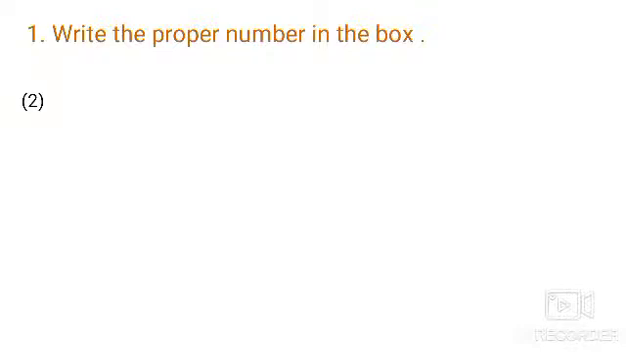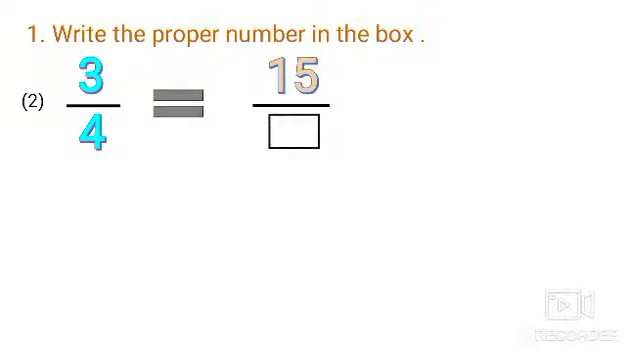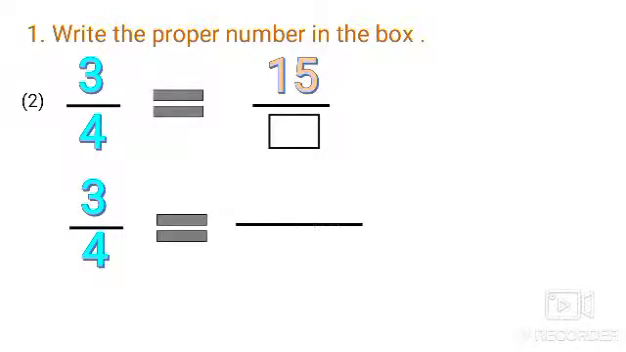Look at the next example. 3 upon 4 is equal to 15 upon dash. Now you have to find the denominator. Earlier in every place you had to find the answer for the numerator. Now it is the time for the denominator. The same method you have to follow. 3 upon 4, then again you will write the same thing, 3 upon 4. And here now you have to multiply in the numerator, and you want the answer as 15.